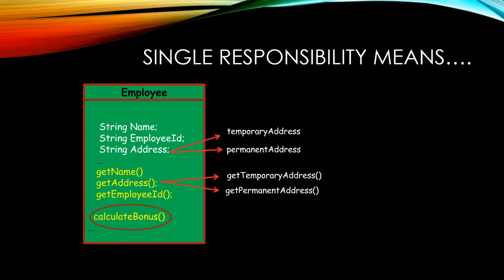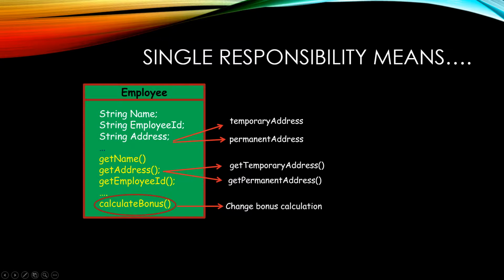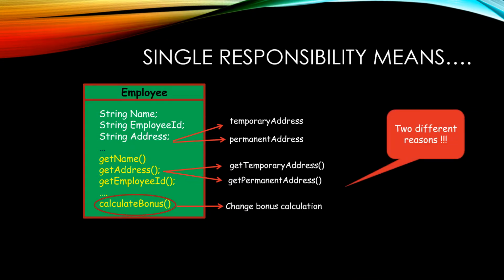Let's say the organization's profit this year has drastically come down, so it decides to rework on bonus calculation method. This means employee class has to be modified for the method calculate bonus. If you observed the reasons why the employee class needs to change, it changes for two completely different reasons. One is when the information that we want to store about the employee changes. The other is when we want to change how the bonus is calculated.